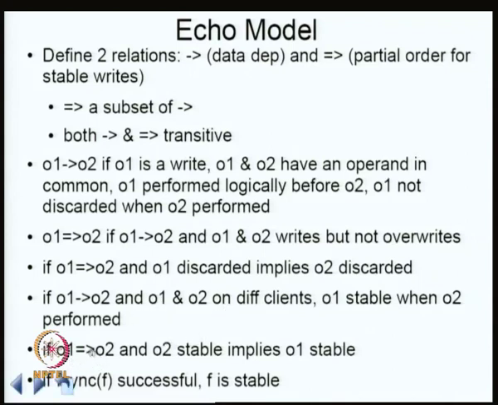And O1 RRO2 and O2 stable implies O1 stable. This basically says that if O2 is available on disk, O1 also is on disk. And if fsync of F is successful, F is stable. It turns out that each of these things takes care of some particular interesting case, and therefore all these things are required.